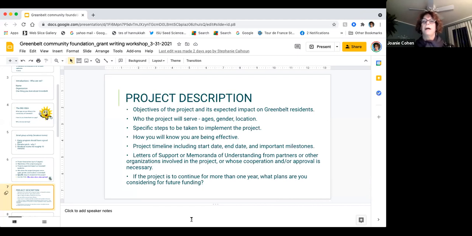Oh, okay. That you're targeting specifically Greenbelt residents. And then the who is, we really do want to know the gender, the location, the ages, to the best of your ability.